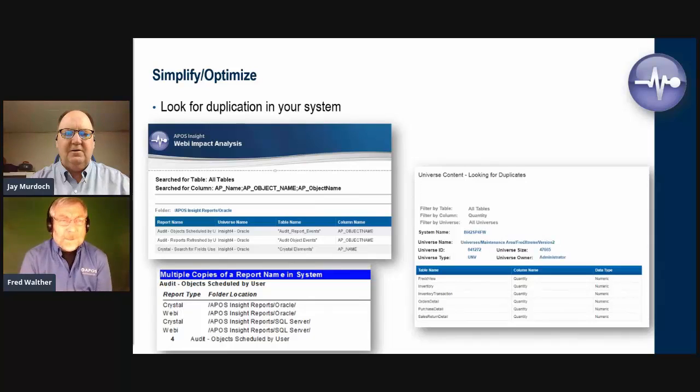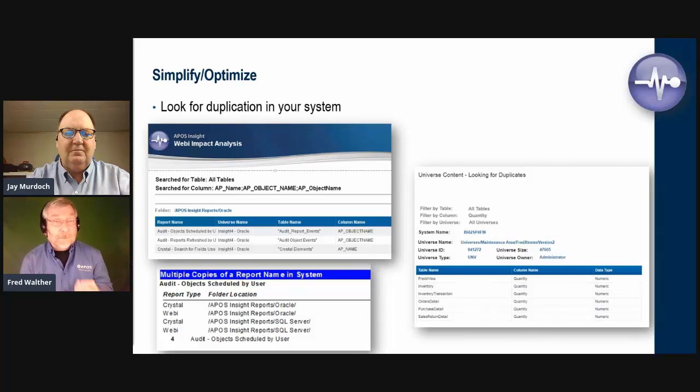So when we look at simplifying reports, we want to look for duplication, and that rears its head in a few ways. One of the things we want to look for is reports that contain the same objects. So I might want to consolidate those reports into one if they contain the same types of objects. I also might want to look for duplication in my universes: the same object created in multiple places. Perhaps I only need one of them.